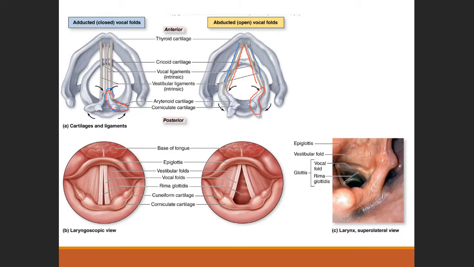But they attach onto the posterior aspect of the thyroid cartilage, the inside of the shield, so to speak, and the tip of the arytenoid cartilages, that boomerang-shaped cartilages. And as that arytenoid cartilage articulates back and forth, it changes the angle and tension on the vocal and vestibular ligaments, therefore opening and closing the opening down into the trachea.